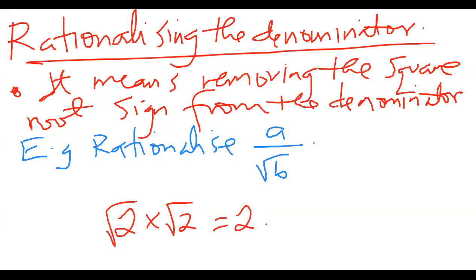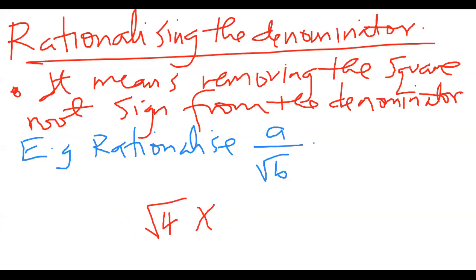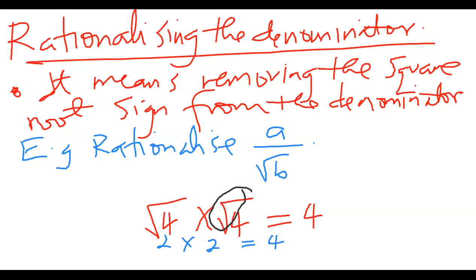I'm just giving an example before we go to the solution to our question. If you have, for example, a square root of 4, when you multiply it with a square root of 4, the answer you're going to get is 4. In other words, what is the square root of 4? It is 2. What is the square root of 4? It is also 2. So this is the same as 4. 2 times 2, you get 4. So what I'm doing there is just removing this square root sign here.